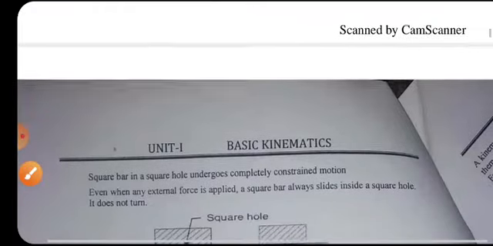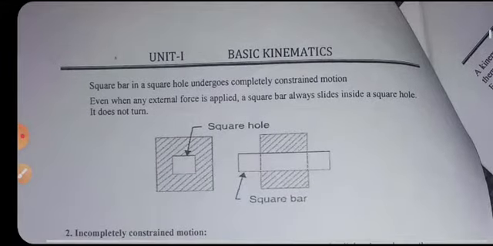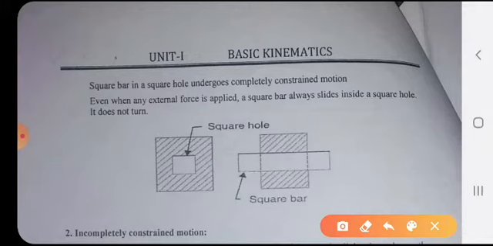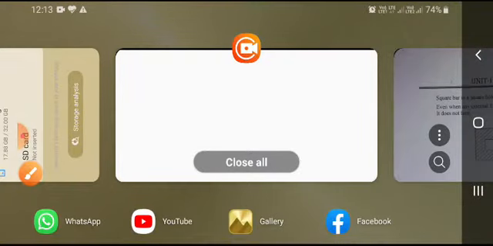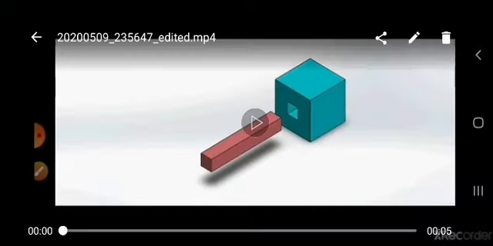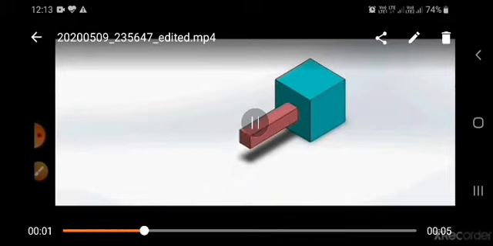You can see the example: a square bar in a square hole undergoes completely constant motion. So this is an example of completely constant motion, that is, a square bar in a square hole. Here I would like to show one simple animation video. This is the square bar in a square hole.